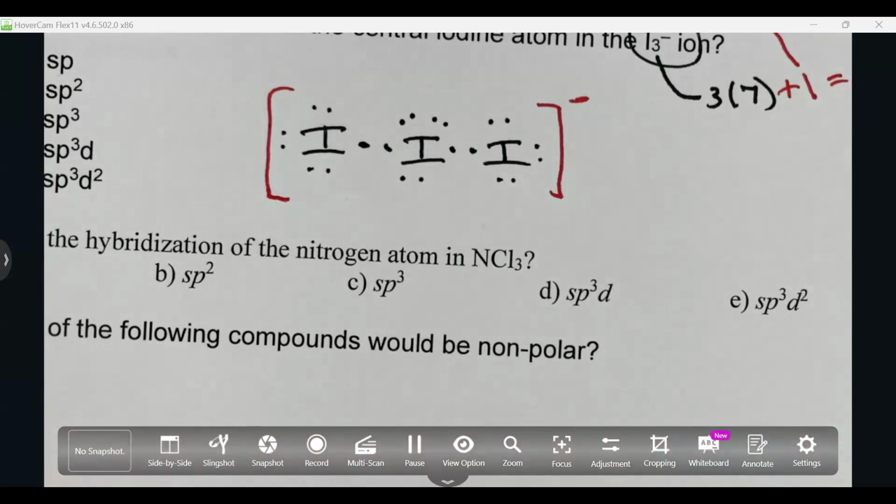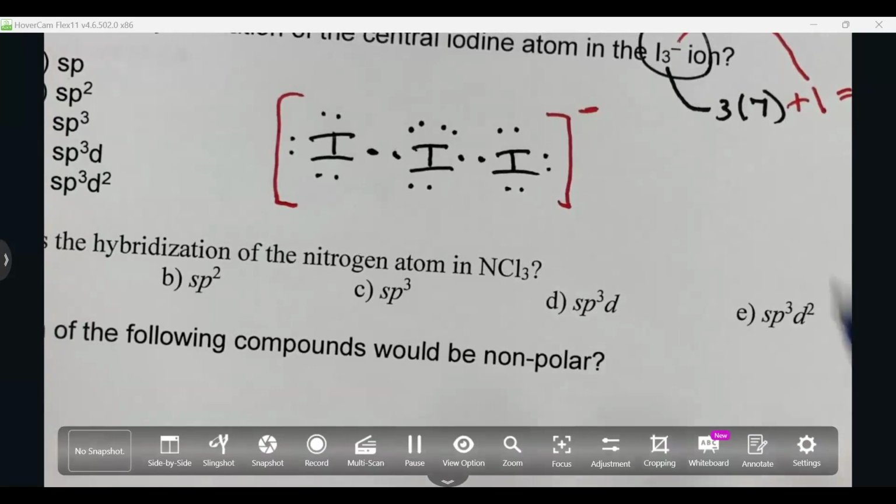What's my electron pair geometry on the central atom? How many total bonds would I have on the central atom? It's 5, correct? 3 non-bonded pairs plus it's bonded to 2. It's 5, right? So now you just start adding up.